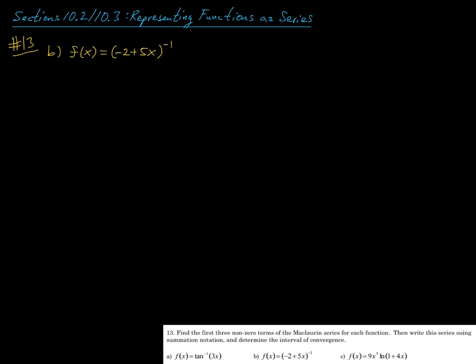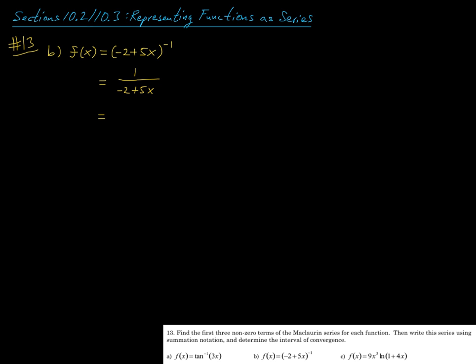Right here, f of x is (-2 plus 5x) all to the negative first power. So first note that this negative exponent is really just saying take the reciprocal of -2 plus 5x. So this is equal to 1 over -2 plus 5x. And this expression is of the form a over 1 minus r. So I'm thinking about geometric series here.